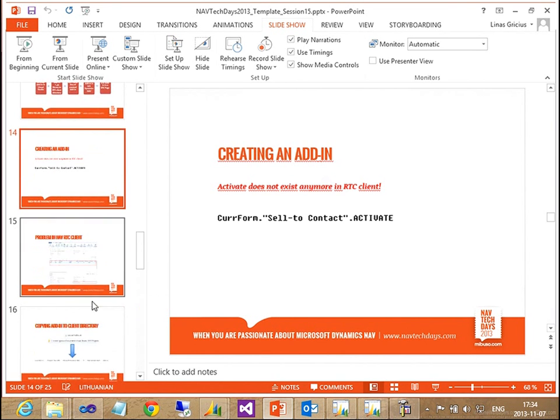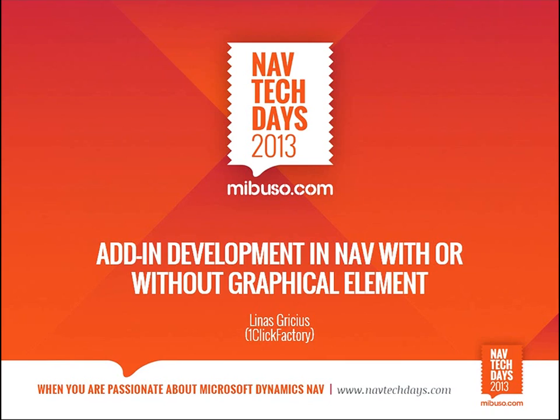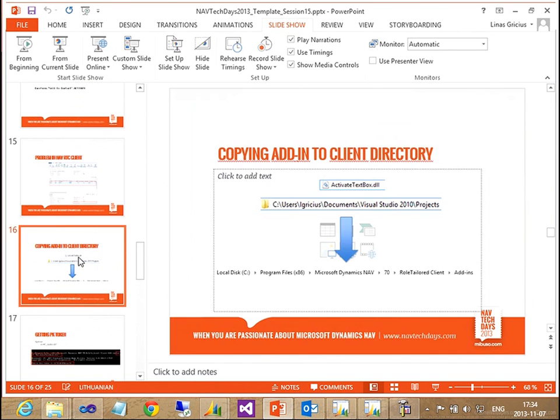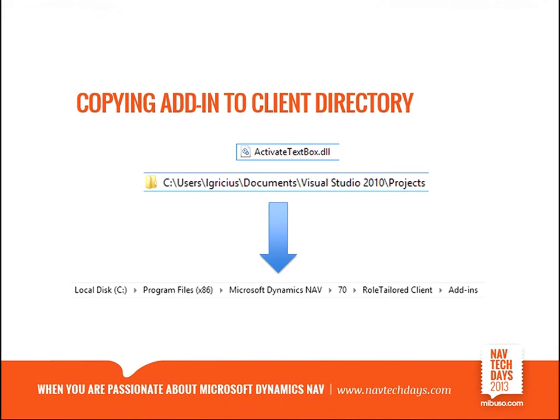And the next step would be to copy the result of your created add-in, the DLL library, from Visual Studio to the RTC client's add-ins directory. As I've mentioned, you do not need to install anything, just copy-paste it, and that's it. And I wrote here the default directories when you're doing development. When you're programming in Visual Studio, it's usually in Documents, Visual Studio 2010 projects, and at the bottom here is the default RTC client directory.